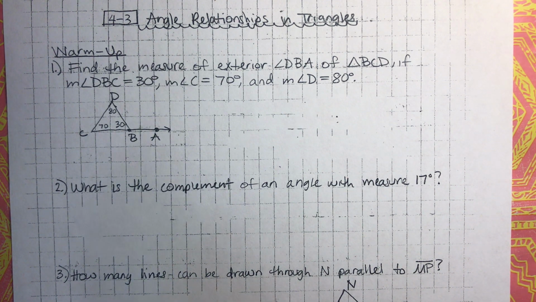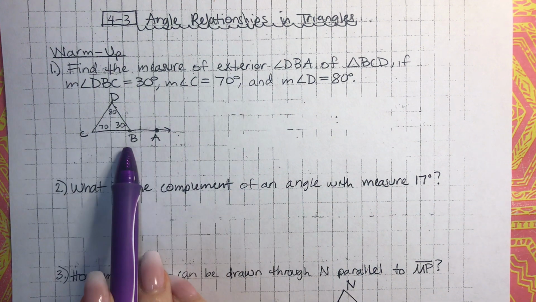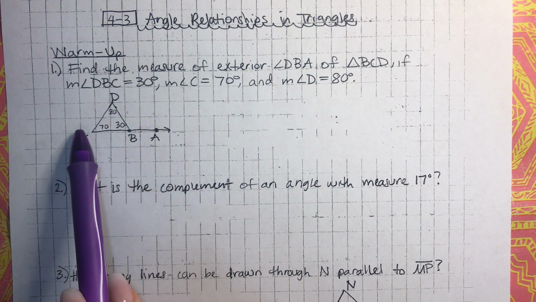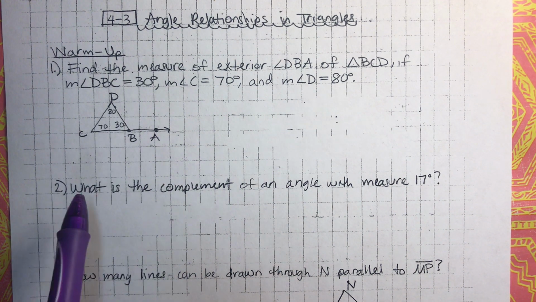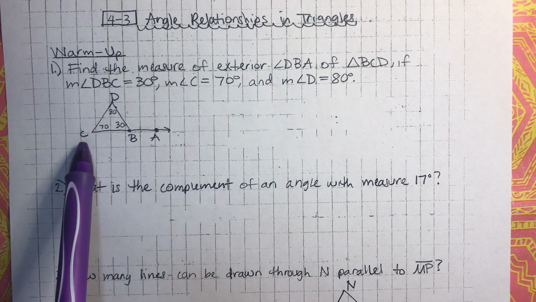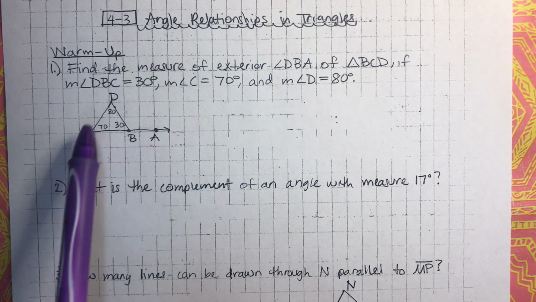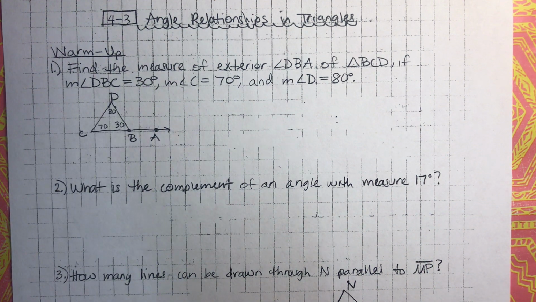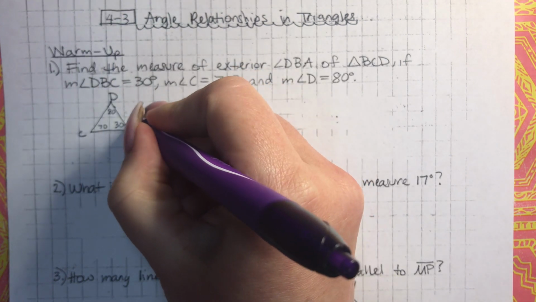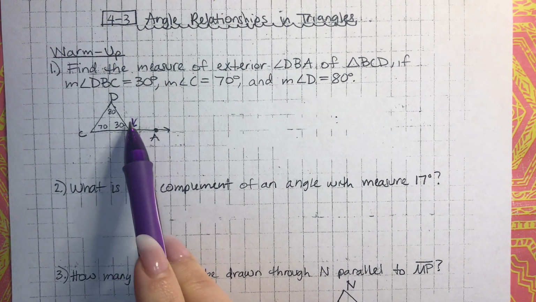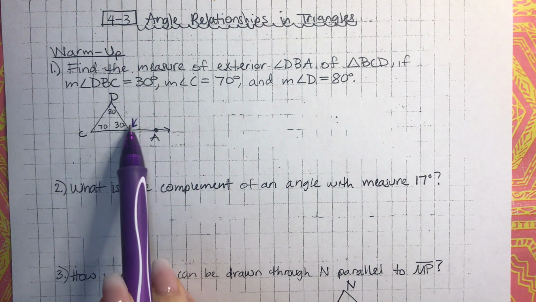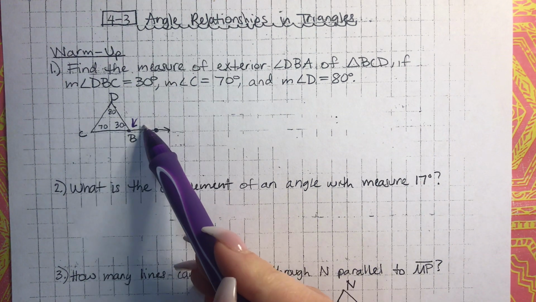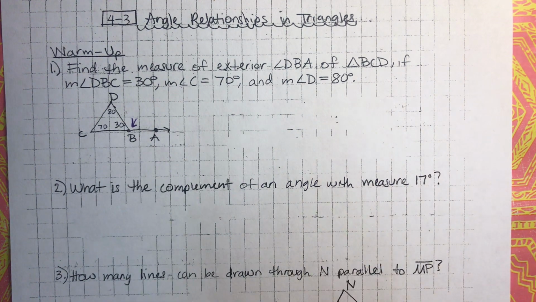Okay, let's see how you did. So this first problem says find the measure of the exterior angle DBA of triangle BCD if the measure of angle DBC equals 30, the measure of angle C is 70, and the measure of angle D is 180. So we're trying to find this angle. What you should notice is that this is a linear pair, which means that both of these angles add up to 180 degrees. So basically this angle plus this 30-degree angle equals 180.